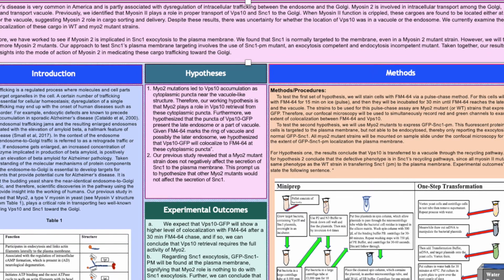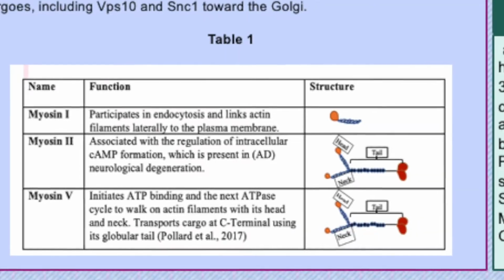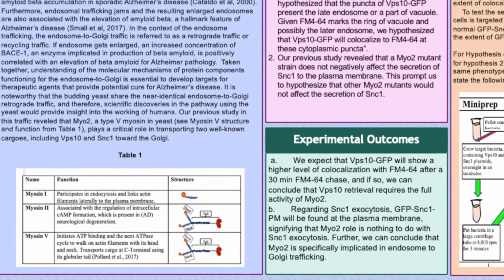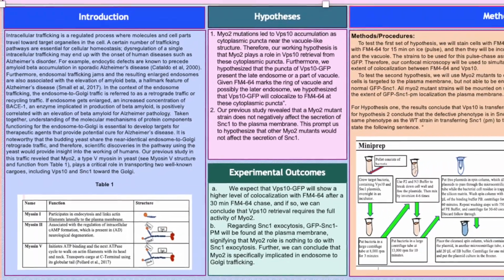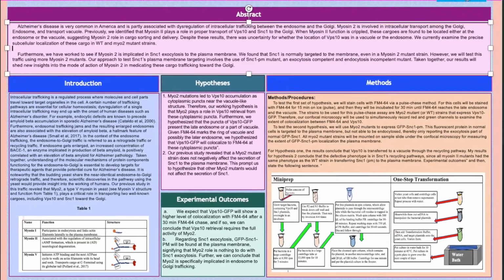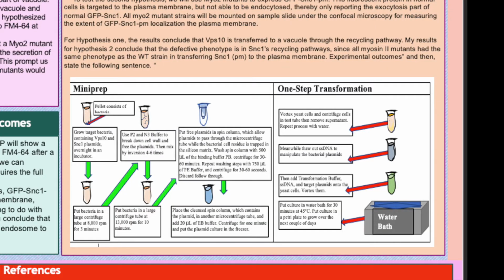For the methods and procedures, we used the Qiagen Mini Prep Kit for the purification of bacterial plasmids, VPS10, SYNC1, and SYNC1PM. Then we isolated DNA and produced yeast colonies as the body for the bacterial plasmids. We then conducted one-step transformation to transfer the plasmids to the yeast cells.